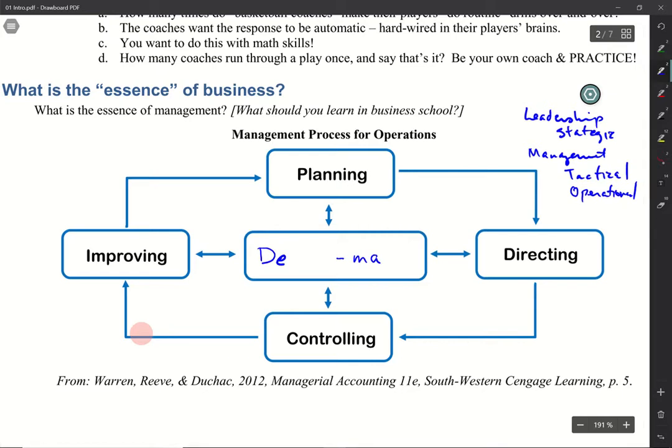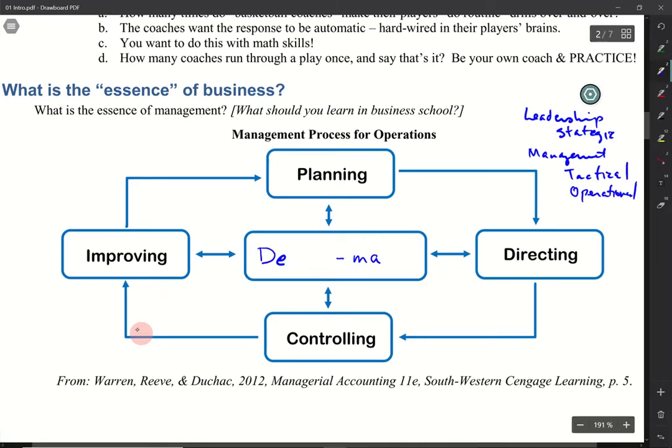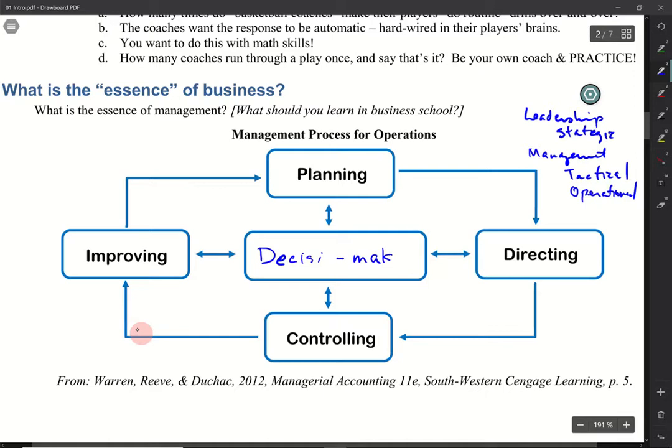What these topics all have in common is that in order to do them or do them well, you need to engage in decision making. Decision. Oops, my computer is slow. Decision making.